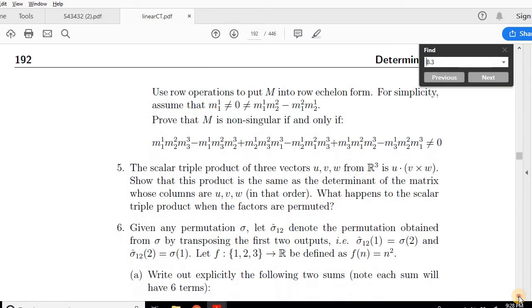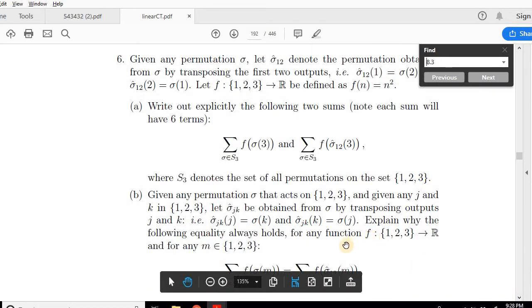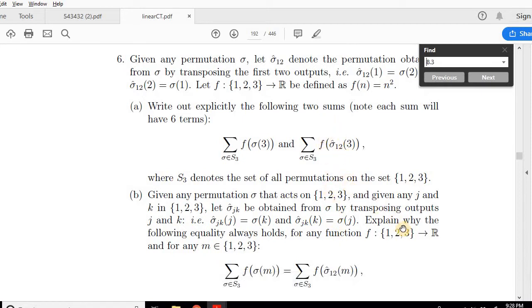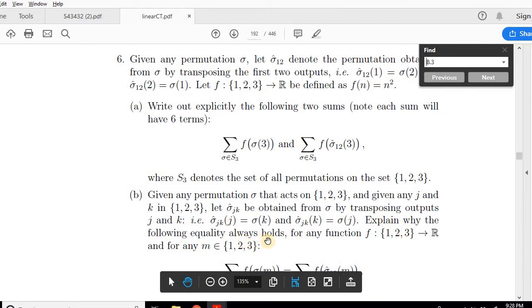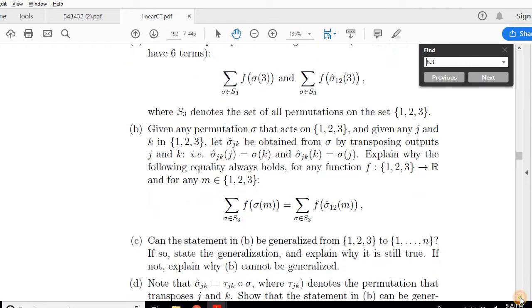So one question was, in part B, are you using the same function as part A? And the answer is no, because here it says explain why the following equality always holds for any function f. So that's the answer for that one. This thing down here is always going to be true for any function, and you need to explain why.